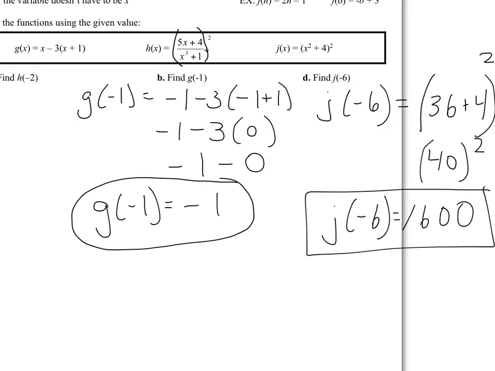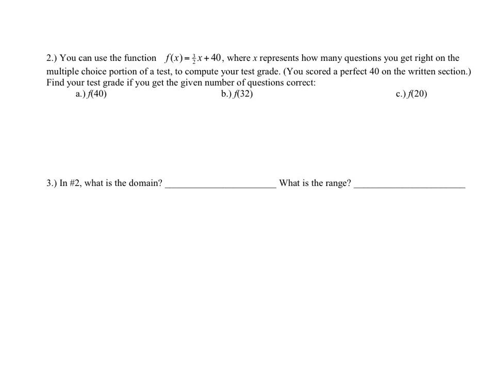Let's go to number 2. Number 2, you can use the function f of x equals 3 half x plus 40, where x represents how many questions you get right on a multiple choice portion of a test to compare your test grade. You scored a perfect 40 on the written section. Find your test grade if you get the given number of questions correct. So, yeah, it's a word problem, but that's okay. Even if you don't understand the word problem, you have the function and you have what it's telling you to do. So this is your function. It's saying find f of 40. You put 40 in for x. So I'll do the first one with you.